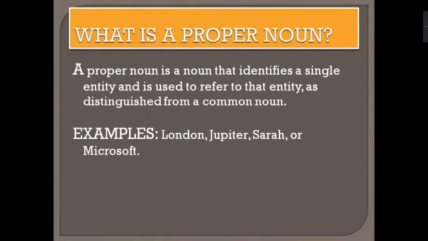What is a proper noun? Proper noun is a noun that identifies a single entity and is used to refer to that entity, as distinguished from a common noun. Examples: London, Jupiter, Sarah, or Microsoft.